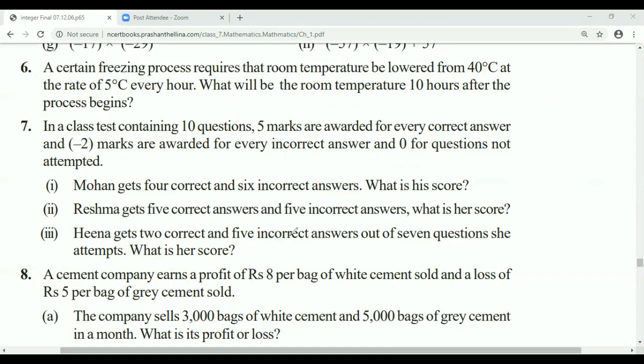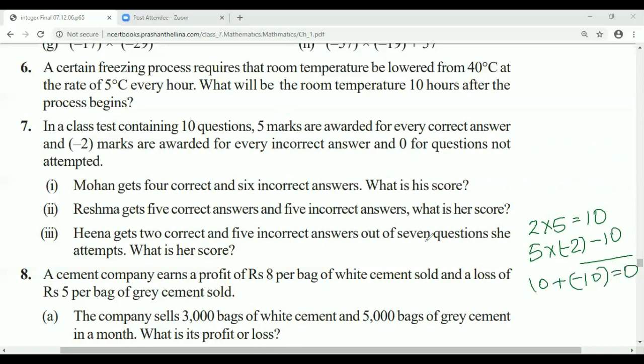Hina gets 2 correct and 5 incorrect answers out of 7 questions she attempted. What is her score? She attempted only 7 questions; 3 questions she did not attempt. So 2 correct answers means 2 into 5, which is equal to 10 marks. And 5 incorrect answers means 5 into negative 2, that is negative 10. So the resultant mark she is receiving is 10 plus negative 10, which is equal to 0 marks.